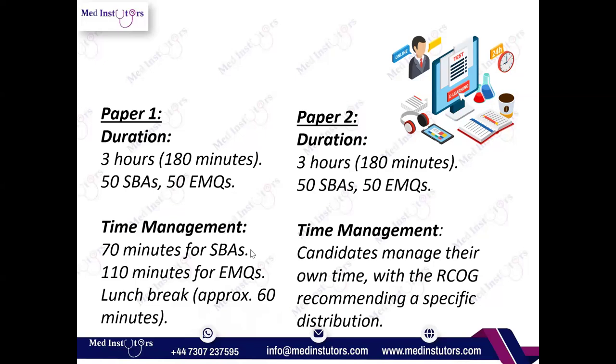Another question that is asked is what is the way they give you the questions? First of all, your 50 SBAs could be obstetrics, then your 50 EMQs could be gynecology, or it could be vice versa. So it doesn't mean that your paper 1 is obstetrics and your paper 2 is gynecology. It can be a mix of both. Is that clear?